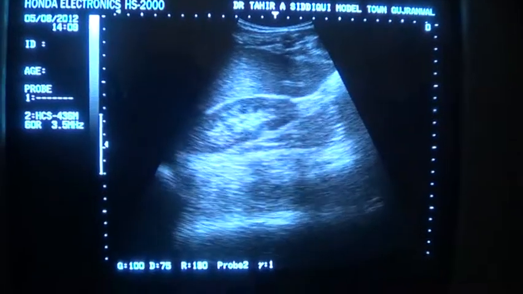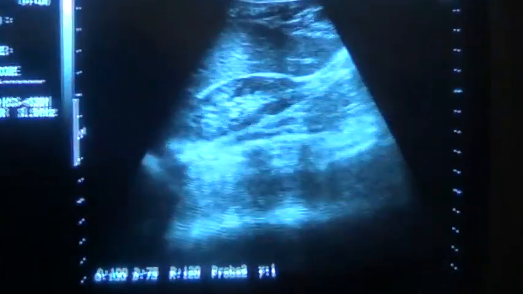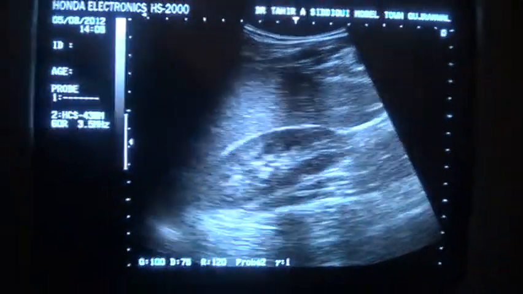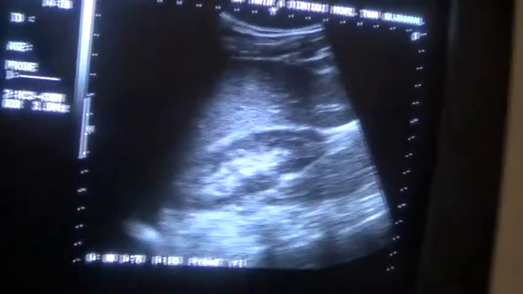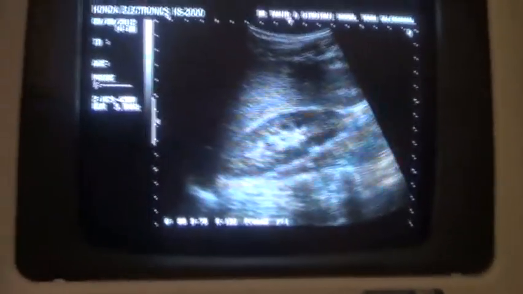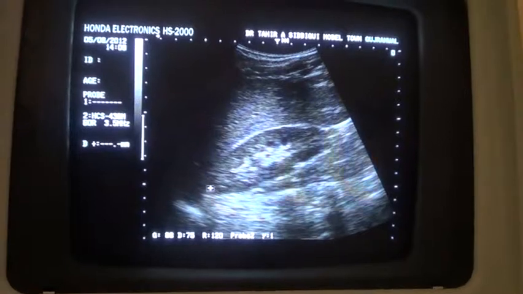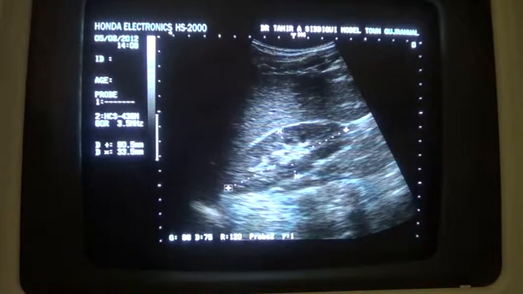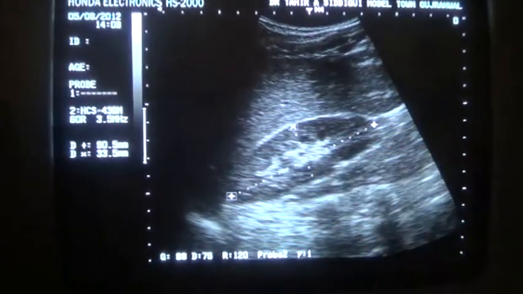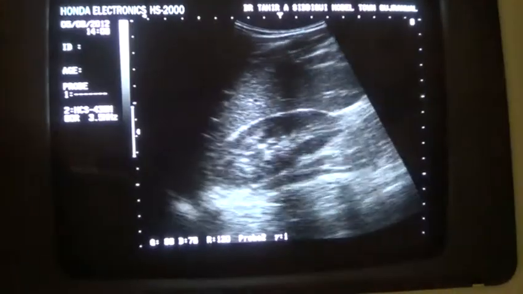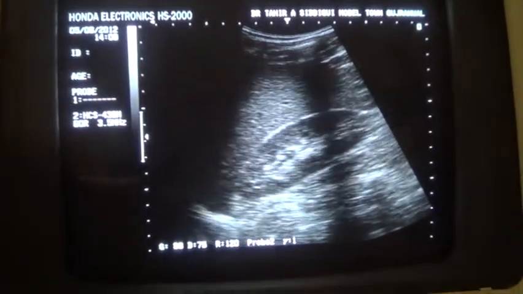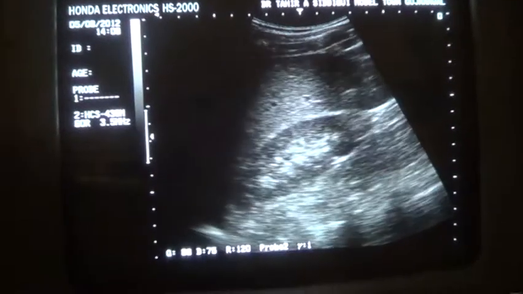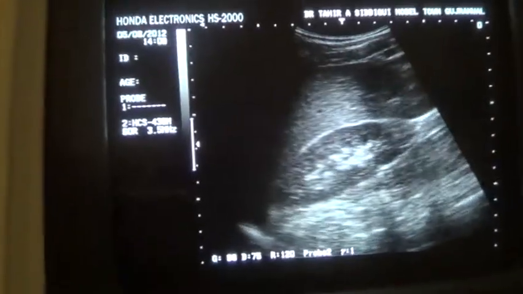Lower right subcostal region is giving me the kidney in longitudinal section in total, and here I measure the kidney. This is the length, this is the anterior posterior diameter. Normal kidney, normal parenchyma, less than that of the liver. Pyramids are seen, central sinus echo complex is normal, no focal lesion.